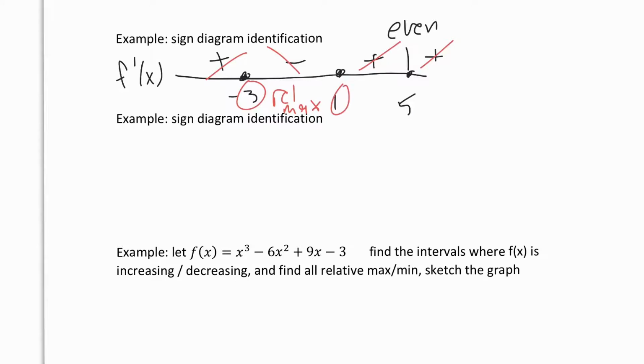Over here, this is going to be a rel min because it decreases and increases. But this over here, this is neither. Nothing happens at 5 because it increases and then increases again. So I encourage you to make up your own example here for an example sign diagram. Come up with some type of sign diagram, put some zeros on it, maybe make a couple of them even or odd, and draw the signs and then see if you can identify where the relative maximum is or where the relative minimum is.